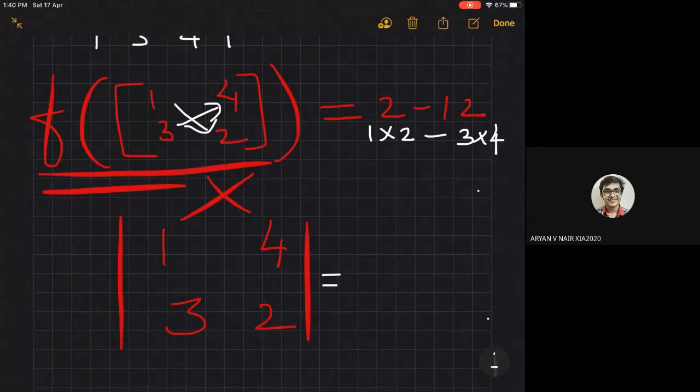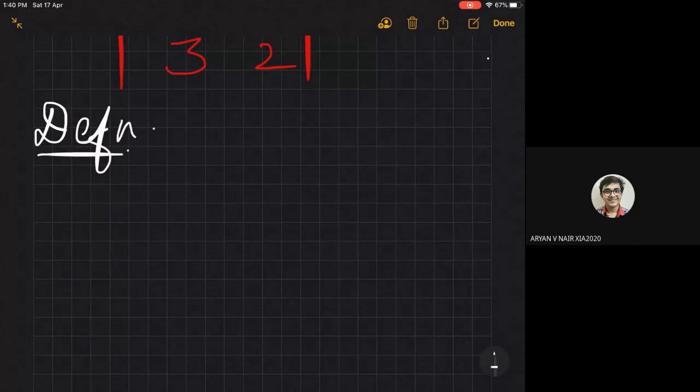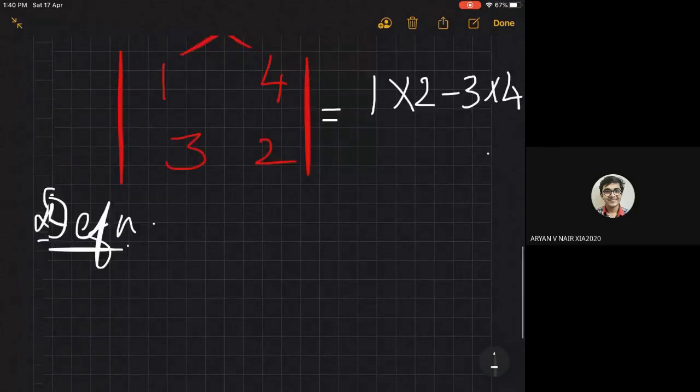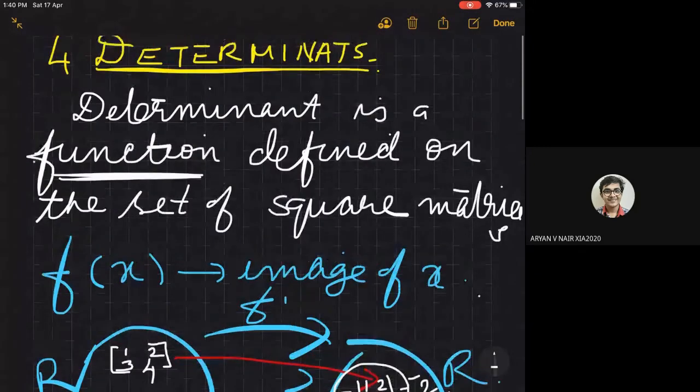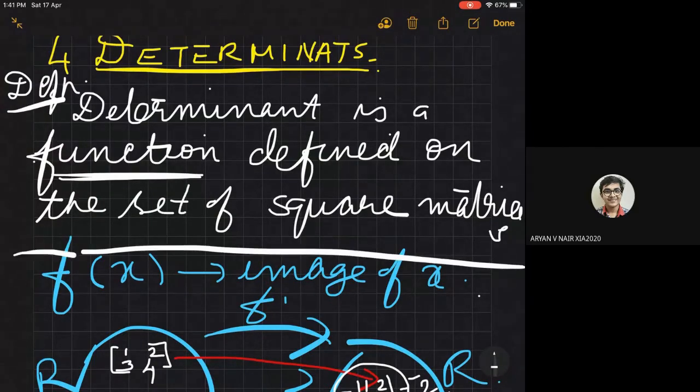We also call the image the function value, and so we call this image the determinant value. Instead of function, we use the word determinant. So the determinant of 1 4 3 2 is defined as 1 into 2 minus 3 into 4. Okay, so now you can write the definition. I hope you have written this definition. Please write the definition. Only this much you have to write.